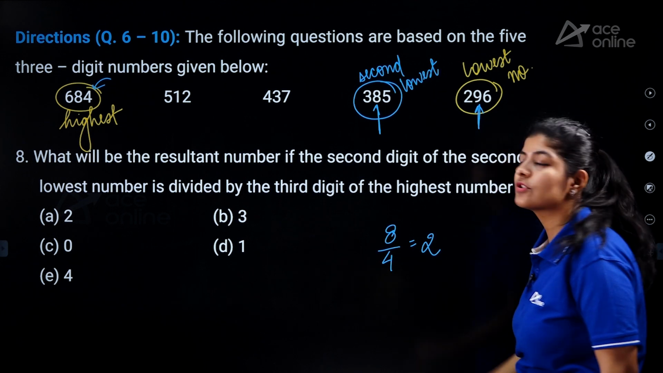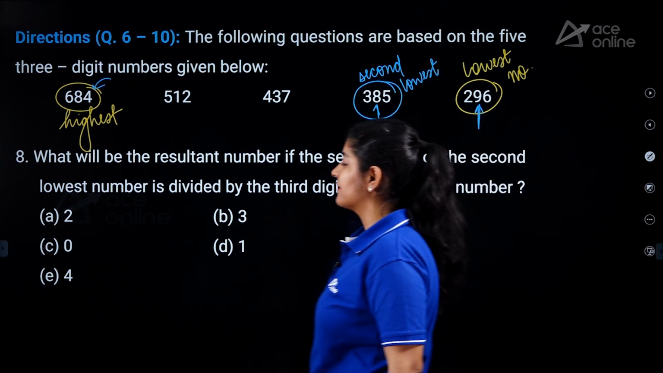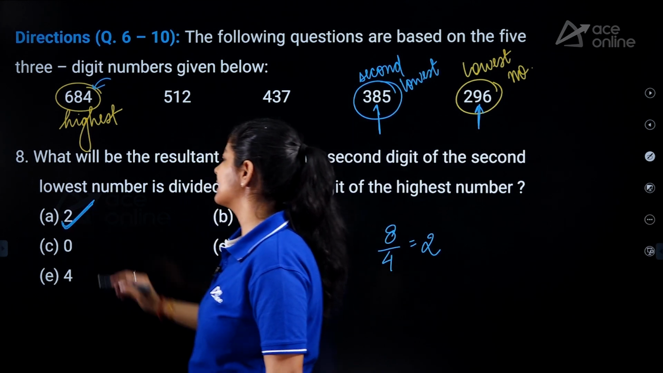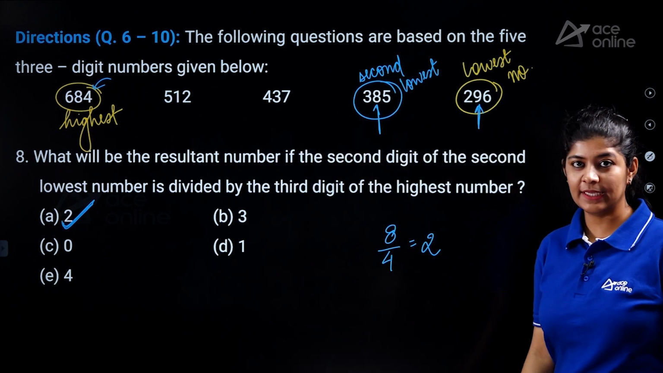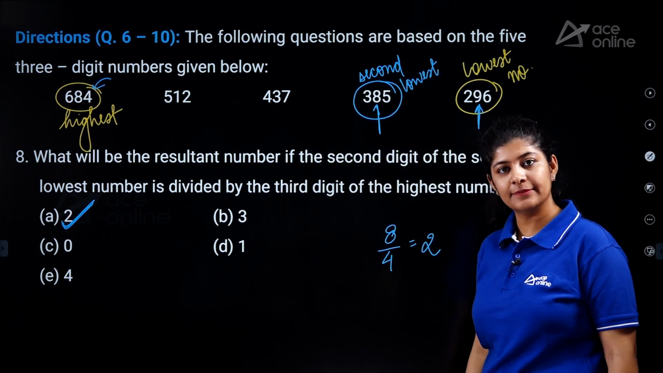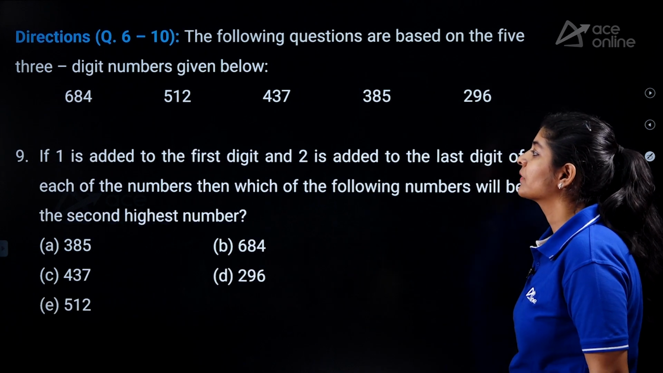are getting our answer as 2. That means your option number A is the correct one. Is it clear? Okay, next.